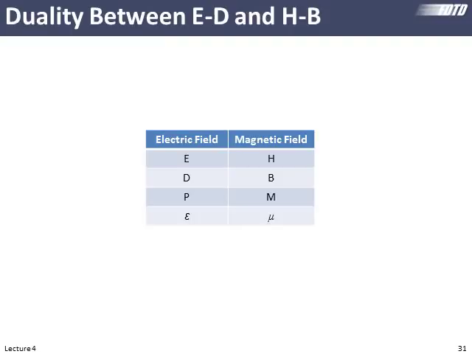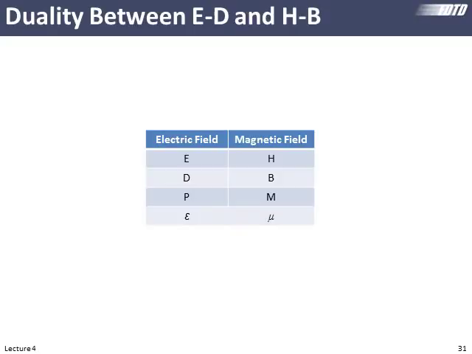I want to show that there's a duality between E, D, H, and B. So the duality is E and H in many ways can be interchanged. D and B can be interchanged. The polarization of the material and the magnetization are interchangeable parameters, and epsilon and mu are interchangeable.